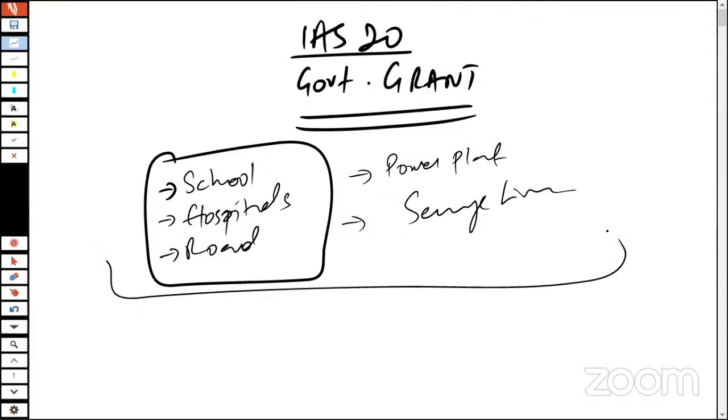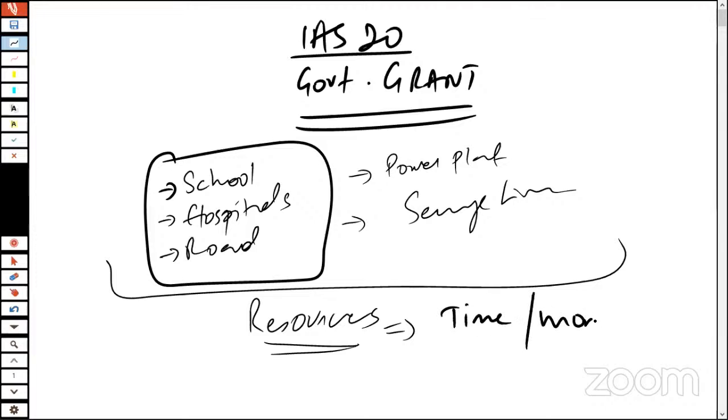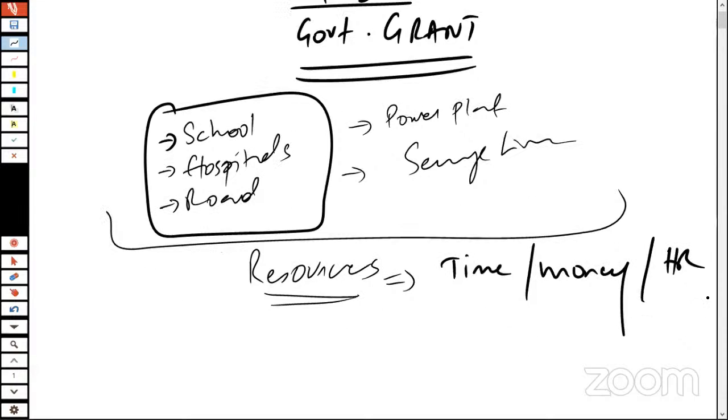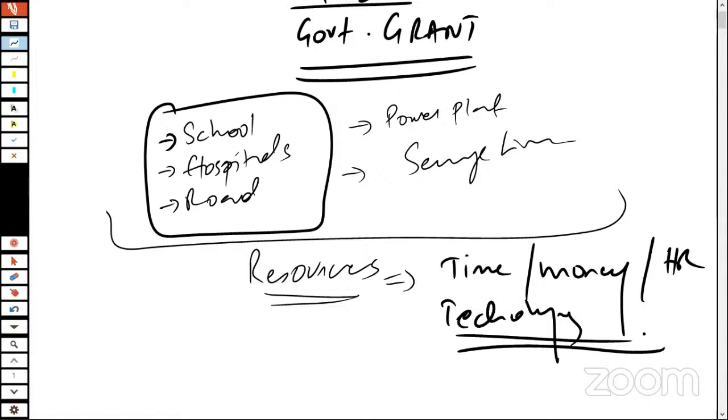But generally speaking, the government is short of resources. What do we mean by that? The government is usually short of resources, and those resources could be time, money, HR, technology, etc. Because of this the government might not be able to fulfill its responsibilities of setting up schools, hospitals, preparing the roads, setting up power plants, or installing sewerage lines, etc.